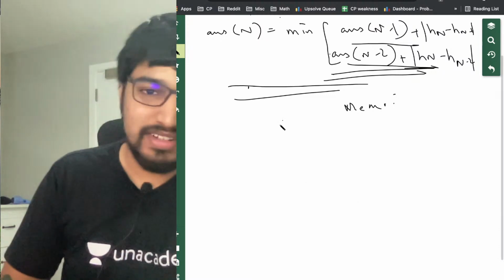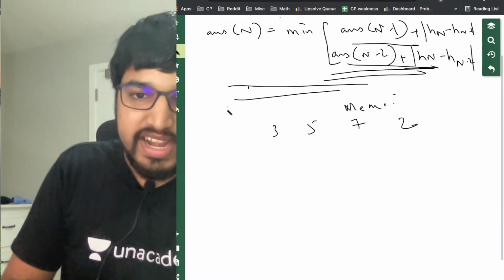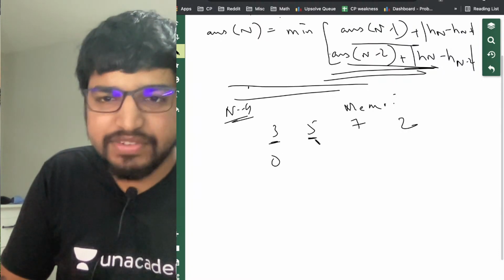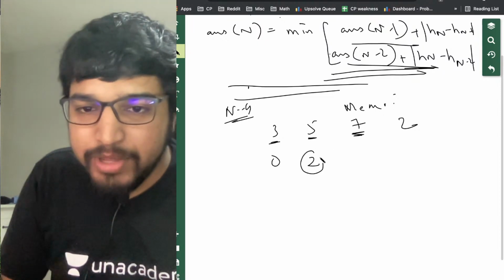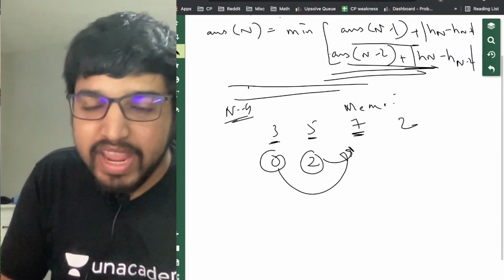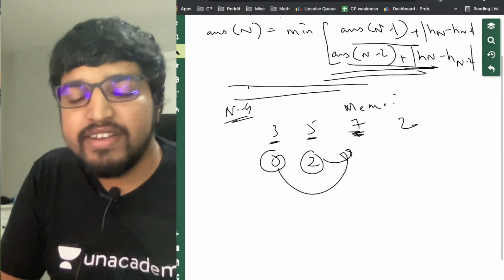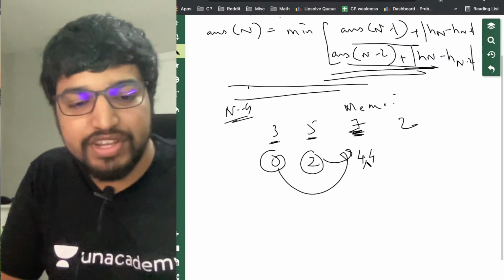For example, we had 3, 5, 7, 2, and n equals 4. We have the answer for 3, it's 0, answer for 5 is 2. Answer of 7 is from here we go here, or from here we go here, which is 2 plus absolute of 7 minus 5, which is 4. Minimum of 4, comma 7 minus 3, which is 4. In both cases, you're getting 4.